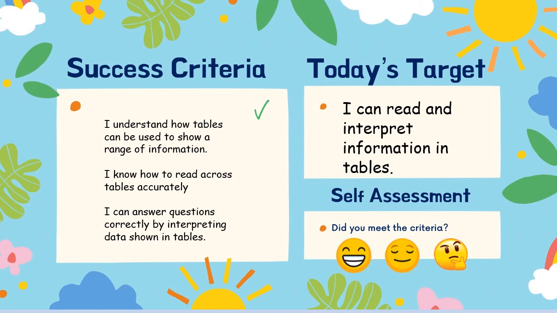Now take a look back at today's target and success criteria and use the self-assessment tool to see how you've got on. Were you able to understand how tables can show different information? Could you read across the tables accurately? And were you able to answer the questions correctly by interpreting the data shown?